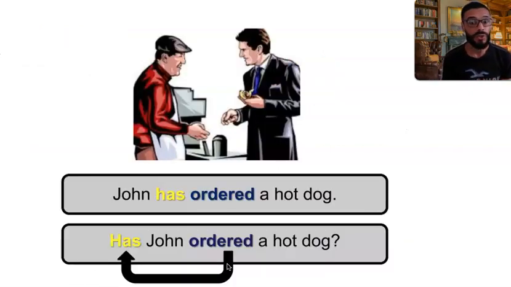John has ordered a hot dog. Has John ordered a hot dog? Notice that the difference between an affirmative sentence and an interrogative sentence is an inversion between the pronoun and the verb have. If I say John has, it means affirmative. If I say has John, it means interrogative. That's why we've got a question form at the end of the sentence.